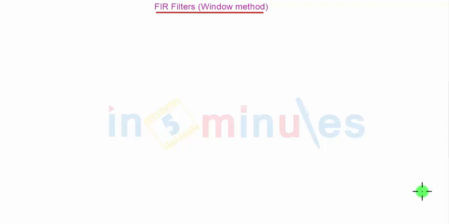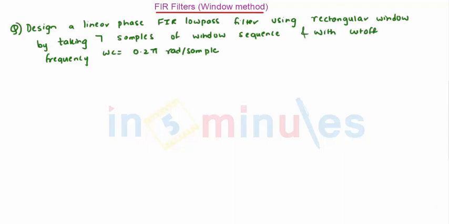In this video, we are going to design a linear phase FIR low pass filter using a rectangular window. Let us see the question. The question states that it is a rectangular window and we have to take 7 samples of window sequence with a cutoff frequency omega c equal to 0.2 pi radians per sample.